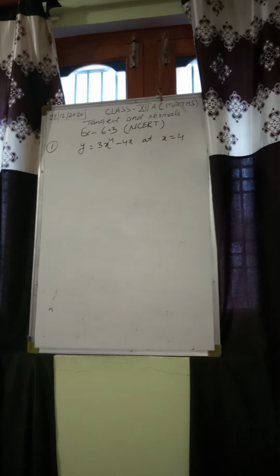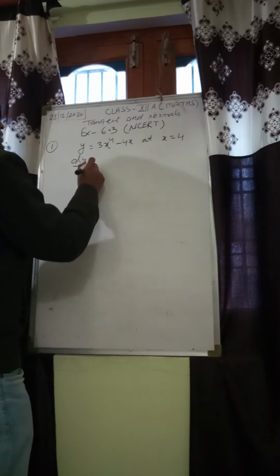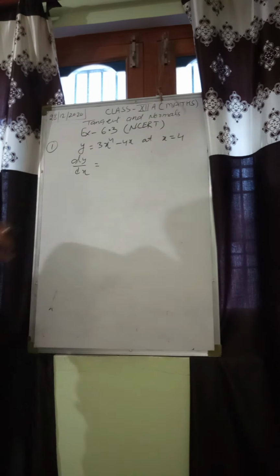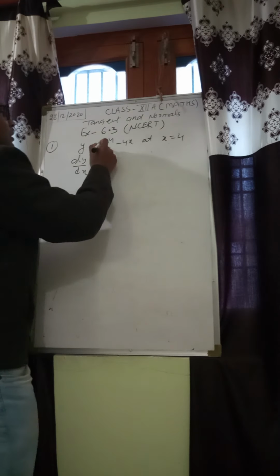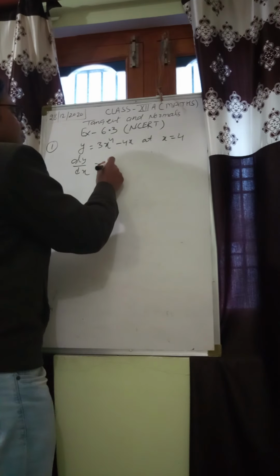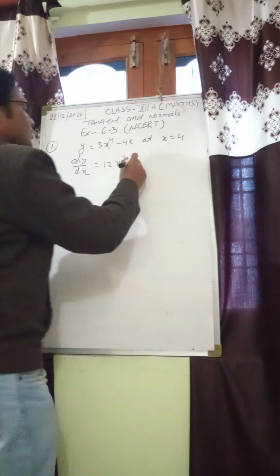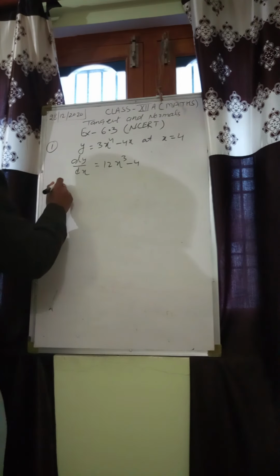Here we want to find out the slope of tangent. Clearly, find out dy by dx. dy by dx means differentiate this equation of the curve with respect to x. We have 3x to the power 4. Its differentiation will be 4 times 3 is 12x cube, minus the differentiation of 4x, which is 4.